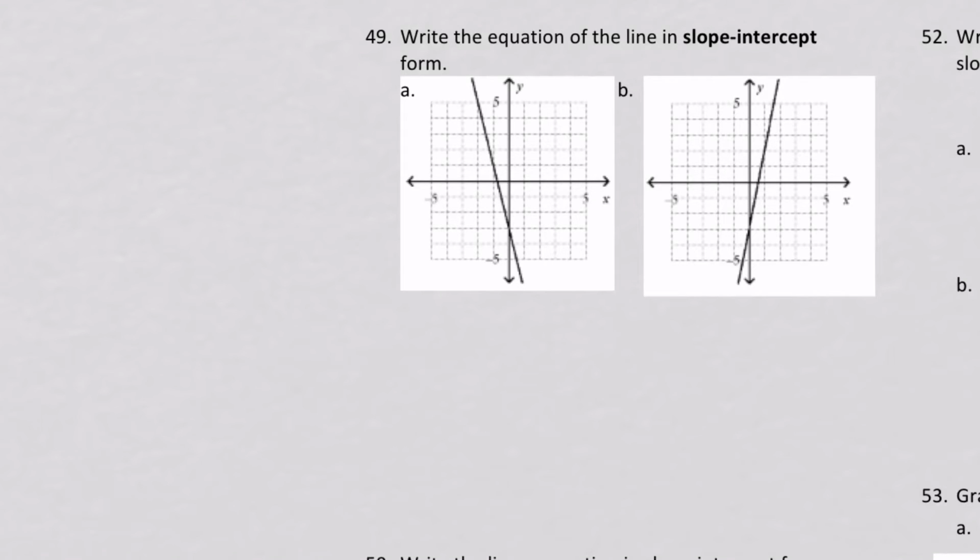Okay, here we go with number 49. It says to write the equation of the line in slope-intercept form. So just like in the last problems, I will do part A, and then I'll let you guys work on part B on your own.